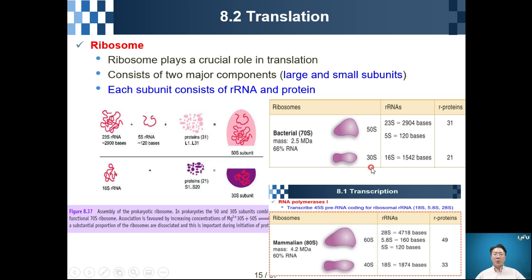For example, in the large subunit, 23S rRNA and also 5S rRNA plus 31 ribosomal proteins are combined together. After that, they will make the 50S subunit. How about the small subunit? In the small subunit, the 16S rRNA plus 21 ribosomal proteins bind there. So they will make the 30S small subunit. We will see some detailed function in the next slide.